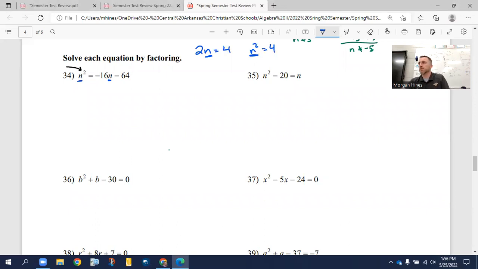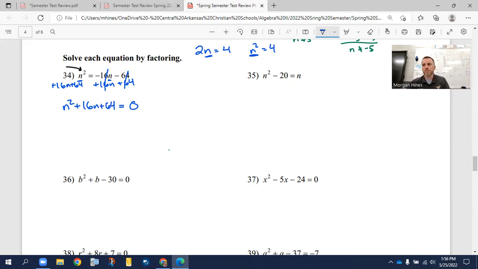So how do we do this? Well, the first thing you want to do with a quadratic is move everything to the same side. If I add 16n and 64, then the right side is now 0, and the left side is n squared plus 16n plus 64.